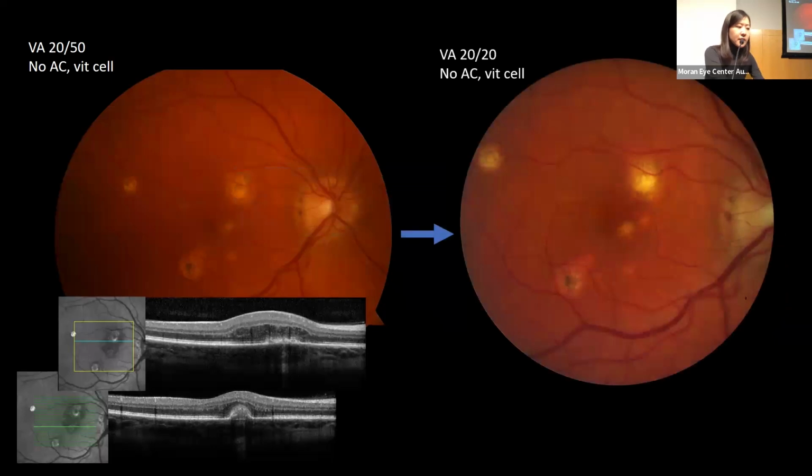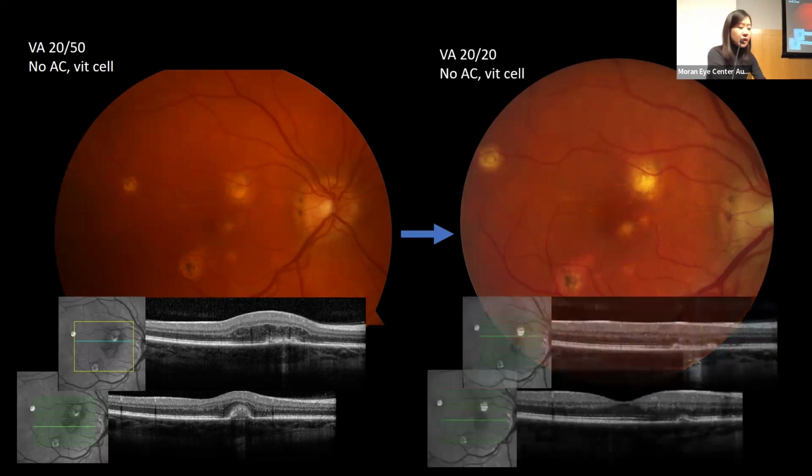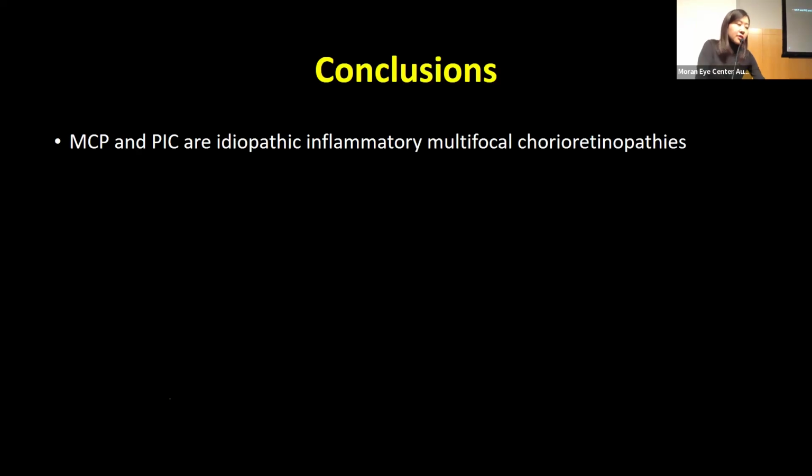On follow-up a few months later, her vision had returned to 20/20. The chorioretinal lesions appeared a bit more atrophic. And on OCT, we can see flattening of the sub-RPE lesion and vast improvement of the CNVM and associated intraretinal fluid. So in conclusion, multifocal choroiditis with panuveitis and punctate inner choroidopathy are idiopathic inflammatory multifocal chorioretinopathies.